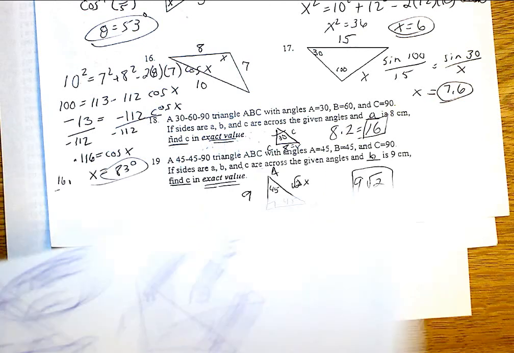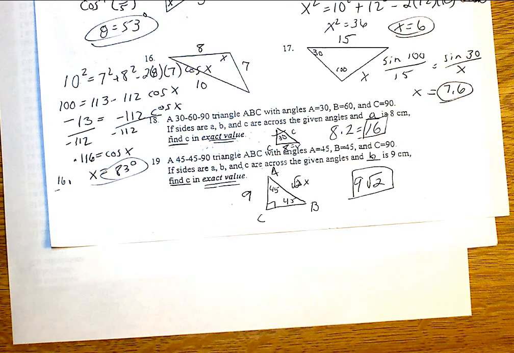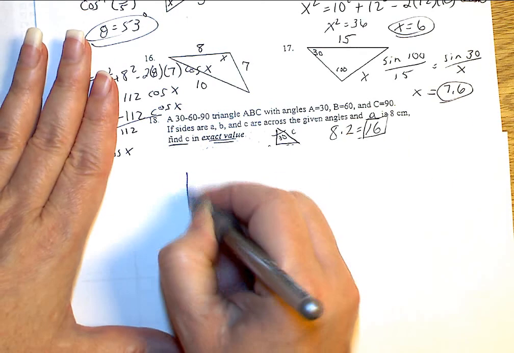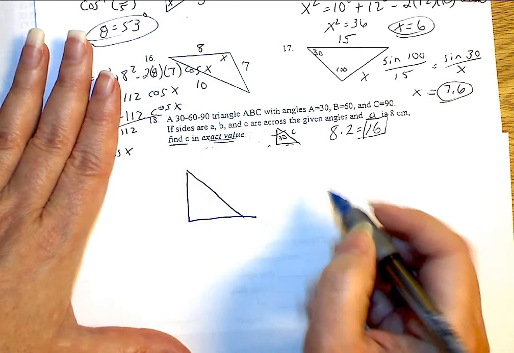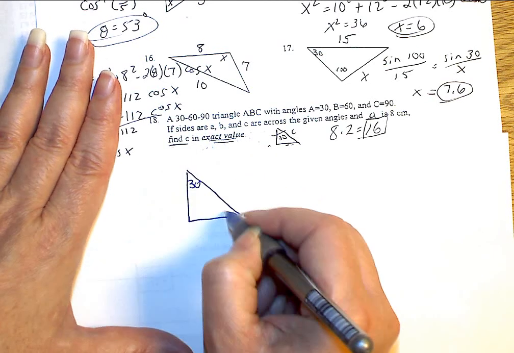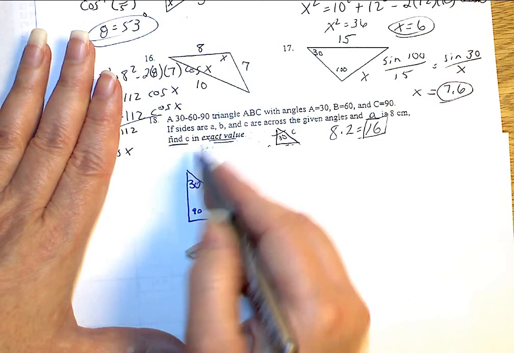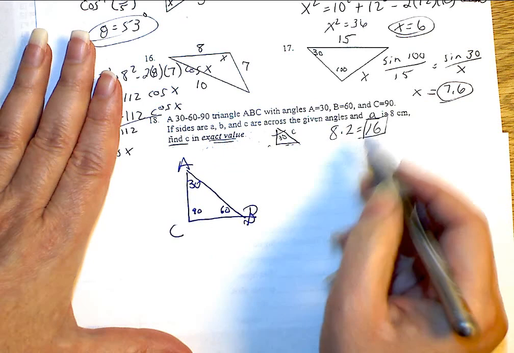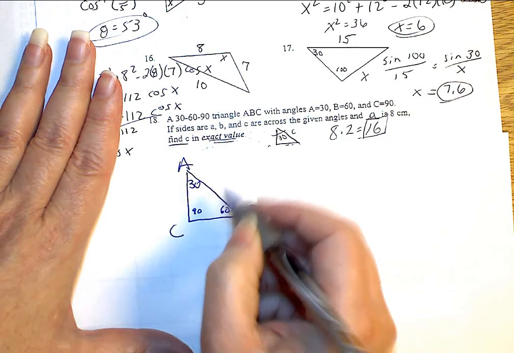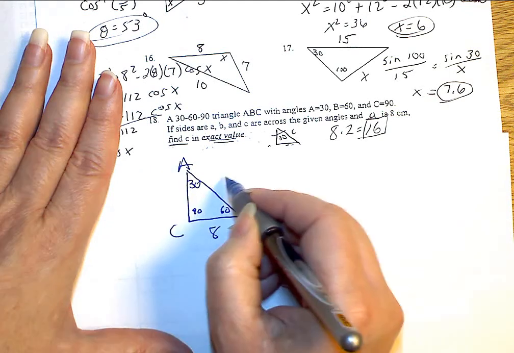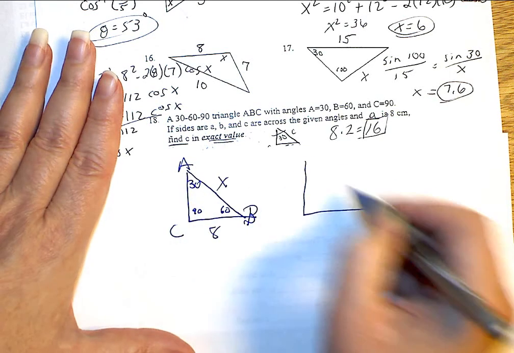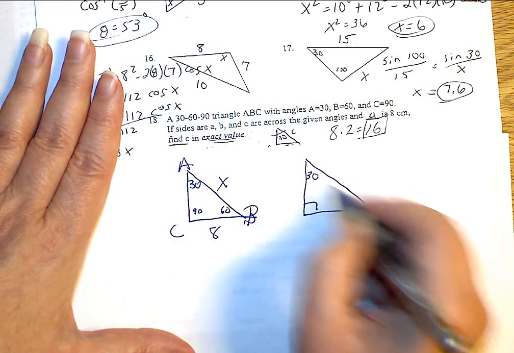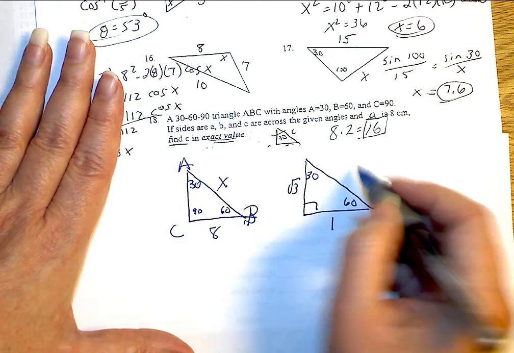So 18, just to really quickly do 18. 18 says it's a 30, 60, 90. It says that A is 30, B is 60, and C is my 90. And it says A is 8. So A is 8, and find C. So again, this one is an easy one. So we have here, this one is 1, this is square root of 3, this one is 2.